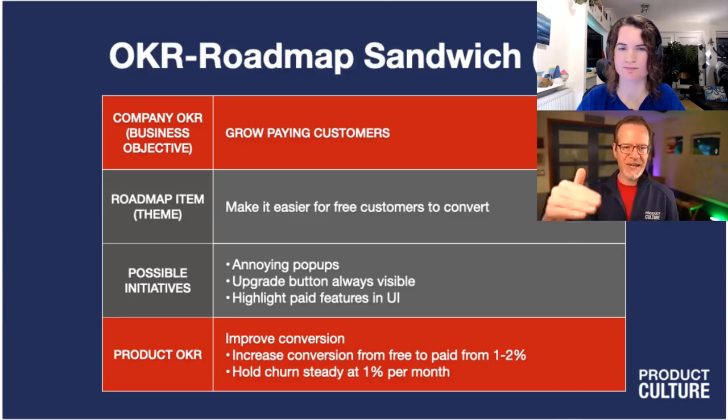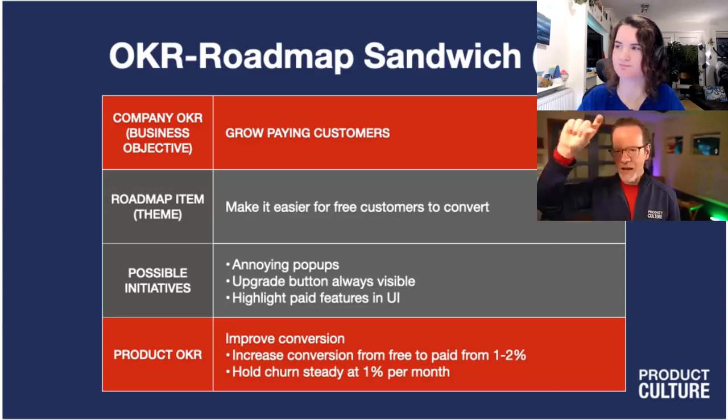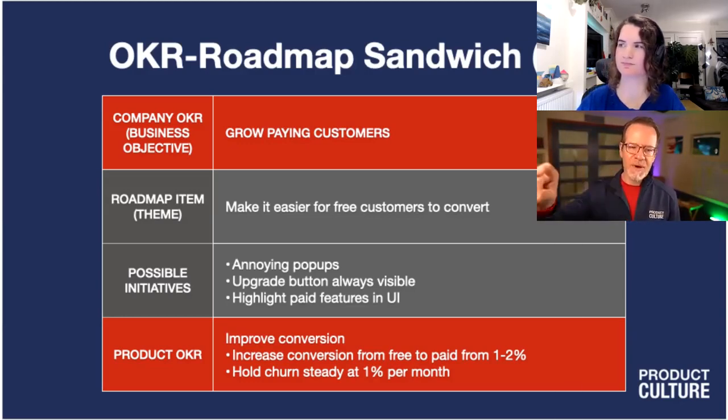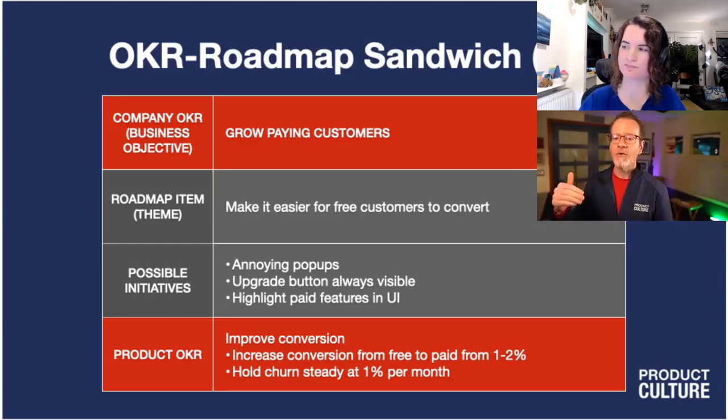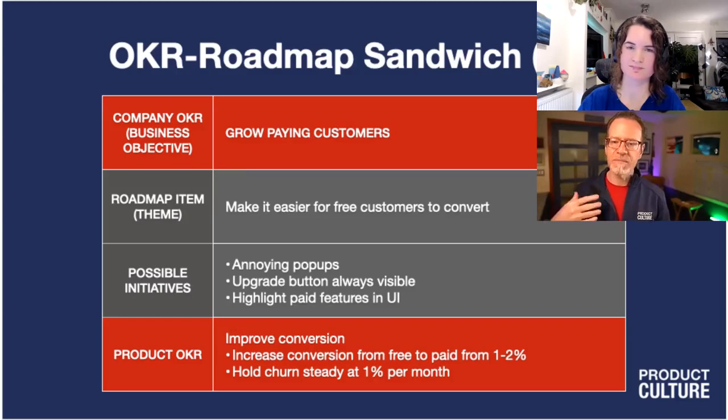So the sandwich is like the OKR, our company level, and then there's the roadmap in the middle in the gray here, and then there's the OKRs down at the product team level or the roadmap item level that says this is how we're going to measure whether or not this thing that we have proposed is performing.